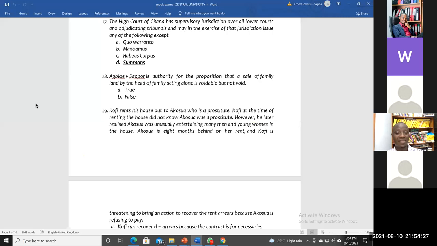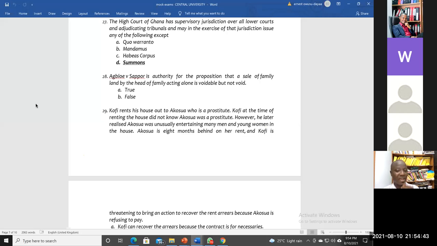Then on this principle, you are not speaking from Ablo and Sapo. You're speaking from another authority, isn't it? I'm not speaking from Ablo and Sapo, but the question is context specific. It's talking about Ablo and Sapo, because I've just read the original decision from the West Africa Court of Appeal, in which they applied the Privy Court decision in Kuma and Kuma.